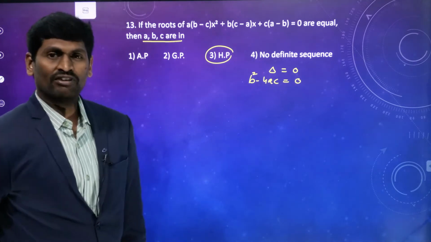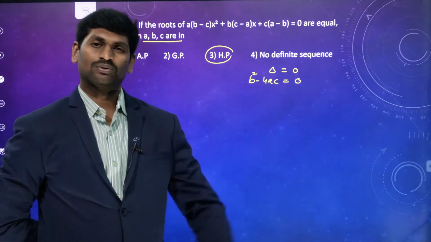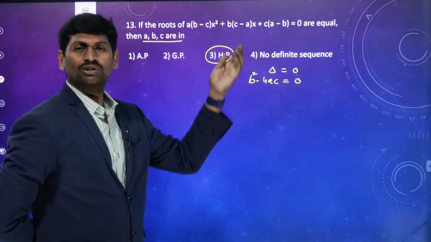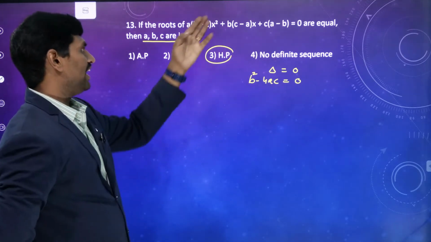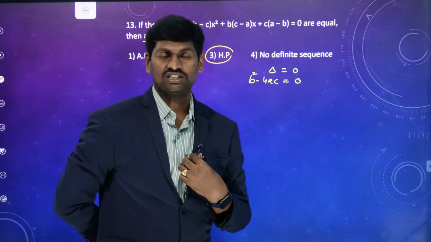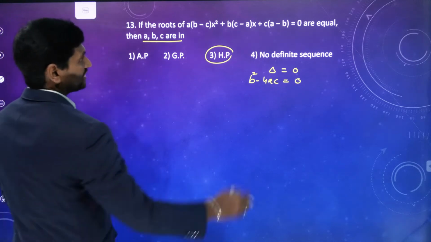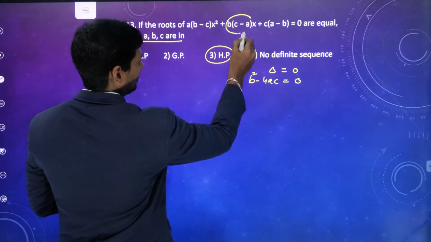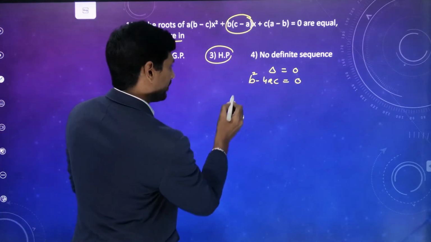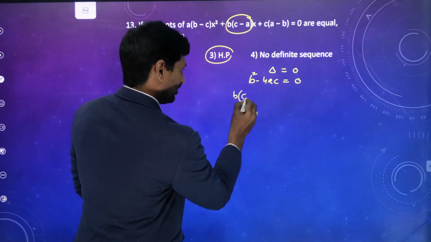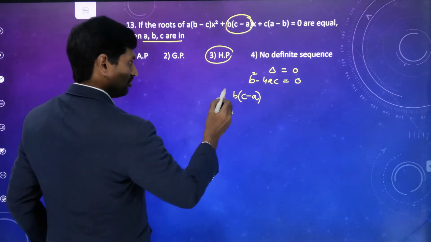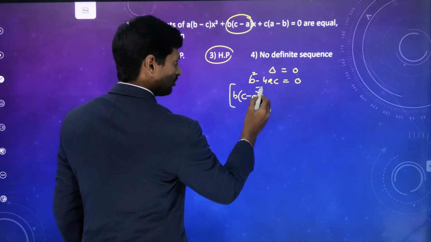Right. B value, A value, C value. From the starting onwards we are discussing that. B is nothing but the coefficient of x, A is the x square coefficient, and C is the constant term. Here what is the x coefficient? B into C minus A. In the place of B I should write B into C minus A. But it is B square, no? The entire term we have to square.